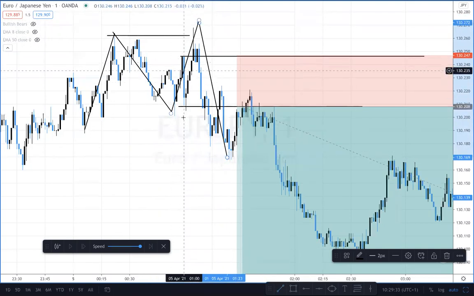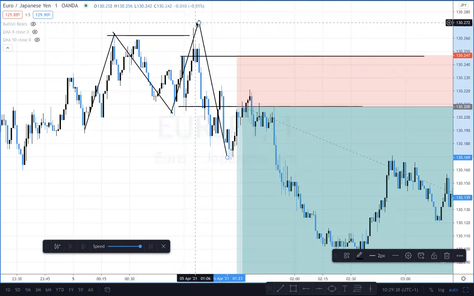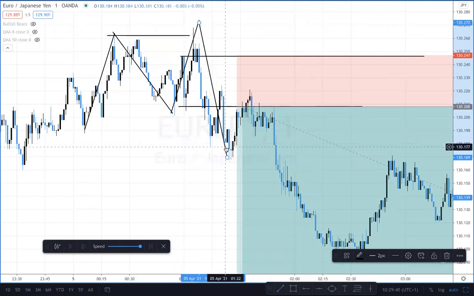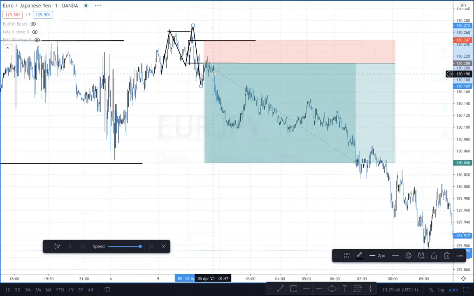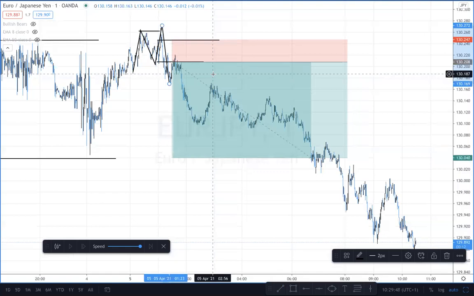We enter off the breaker, the last sell candle before the liquidity grab. And then we broke the structure of that sell candle, right? Enter straight into the sell candle. And there we go. Target hit. You're done for the day.